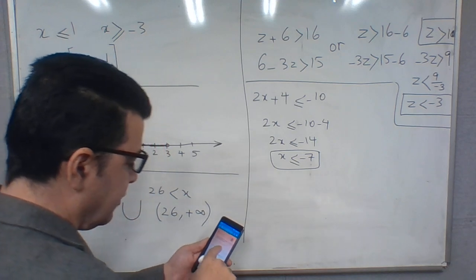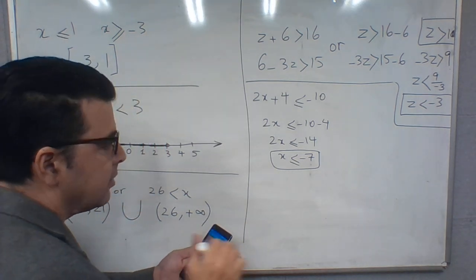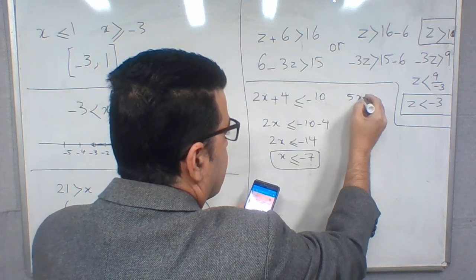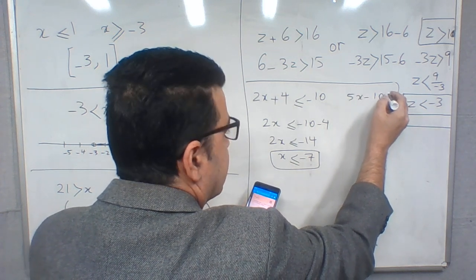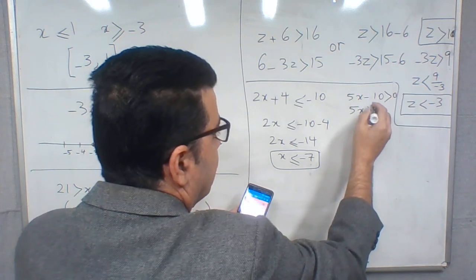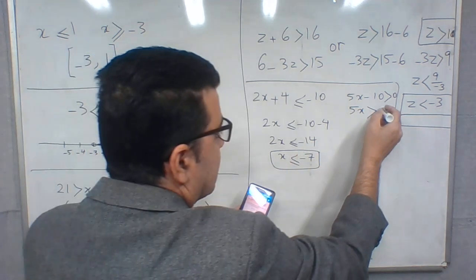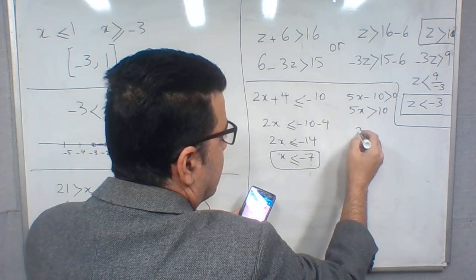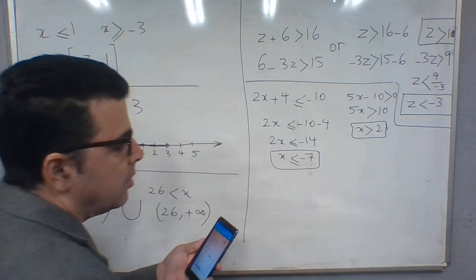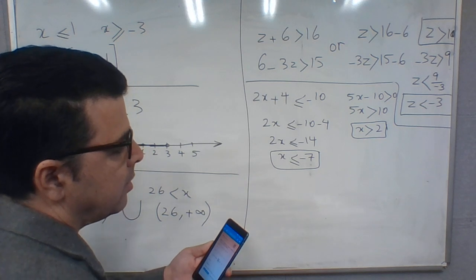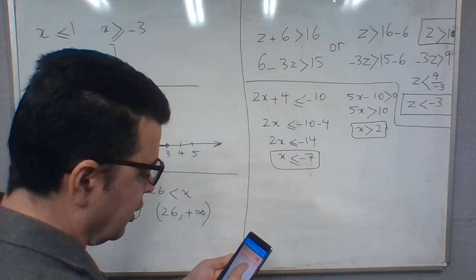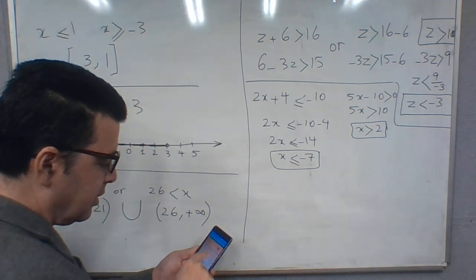Okay. And there is another part of the question. 5x minus 10 greater than 0. So 5x greater than, move negative 10 to the right, so it is 10. So x greater than 2. Okay. So these are the simplifications of these 2 inequalities.